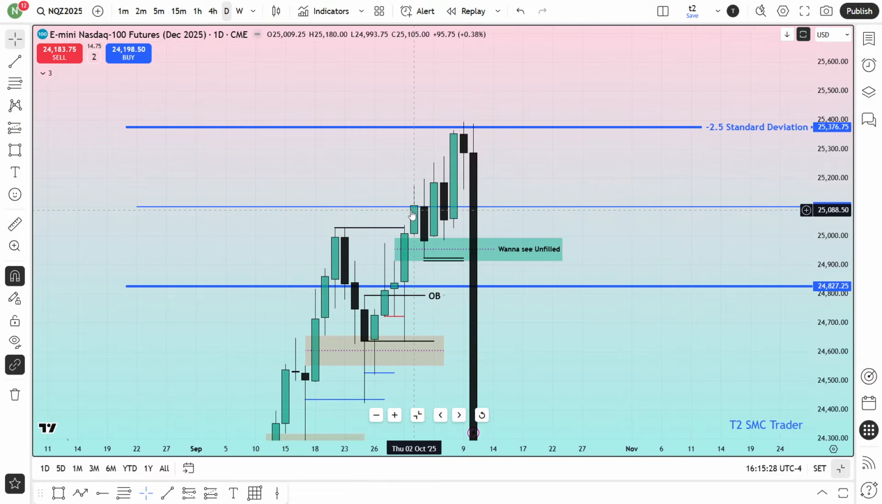Market came here to -2 standard deviation. Next day I'm going to expect it will come to this gap, but this gap is not going to be filled 100%. Instead of filling this 100%, it will keep going higher.